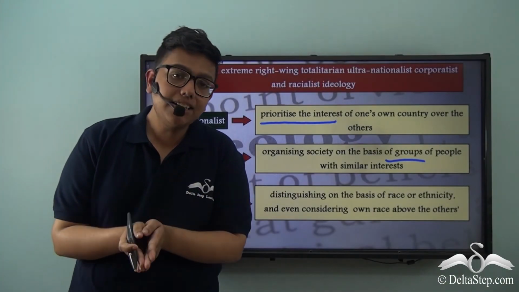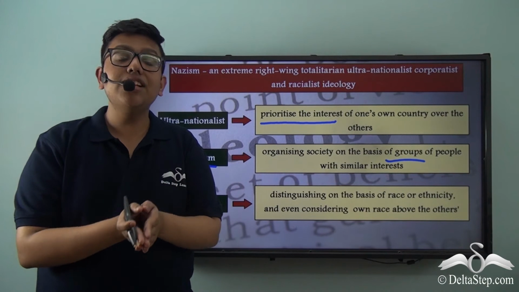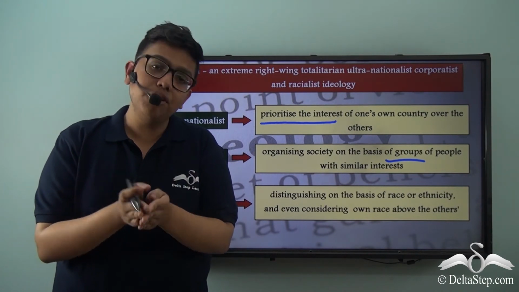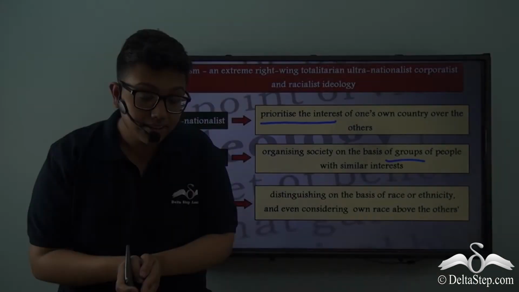Now, a corporate state or a collectivist state prefers to bring industries and businesses under state control. But unlike communism, a corporate state allows private ownership.